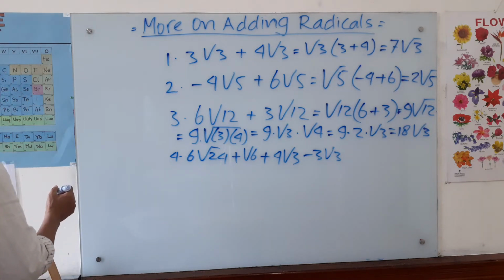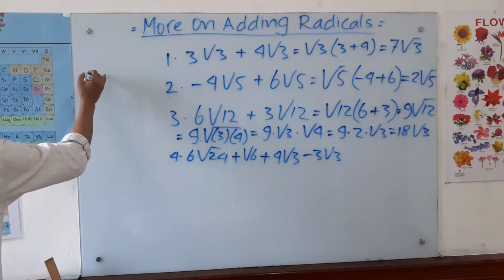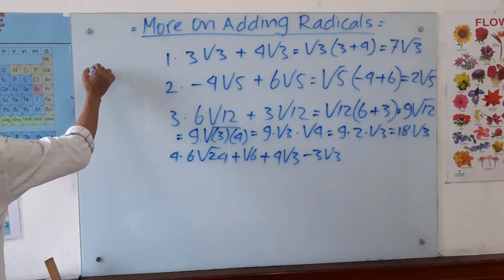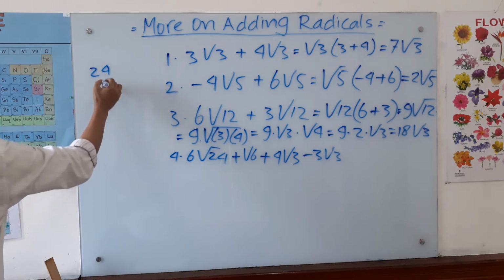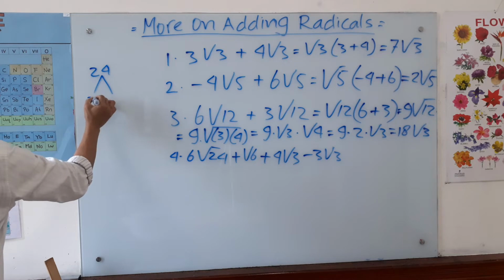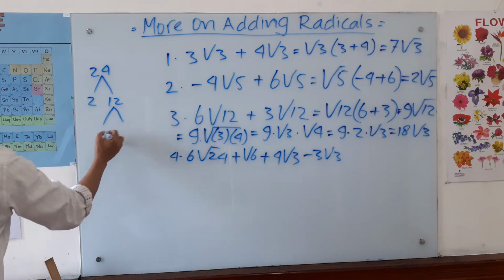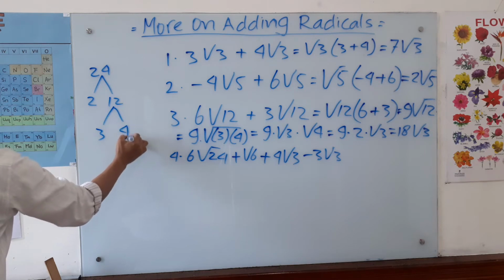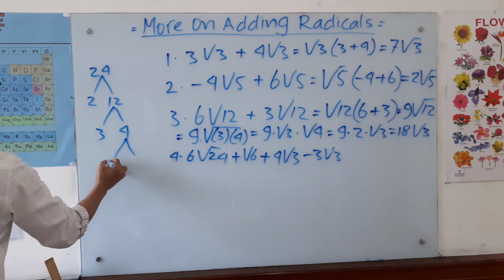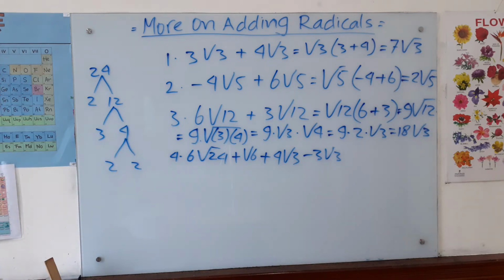So we put here 24. We use factor 3. Okay, we use 2 here. We have 12. Then we break it again. We have 3. We have 4. We break it again. We have 2 here. We have 2 here. Okay.